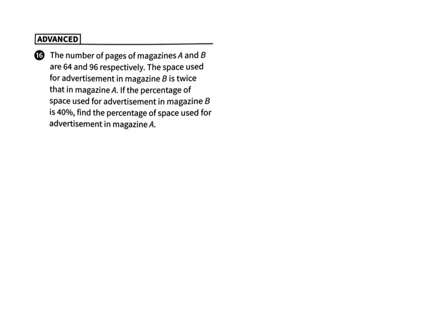Question number 16. The number of pages in magazine A and magazine B are 64 pages and 96 pages respectively. Now, the space for advertisement in magazine B is twice that in magazine A. If the percentage of space used for advertisement in magazine B is 40%, so the amount of space, number of pages, sorry.